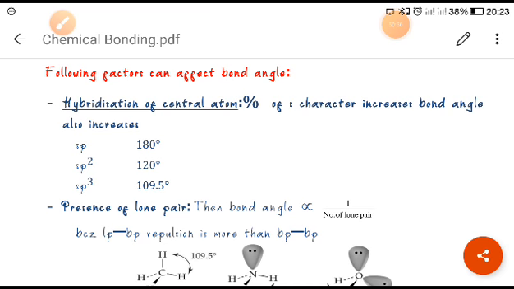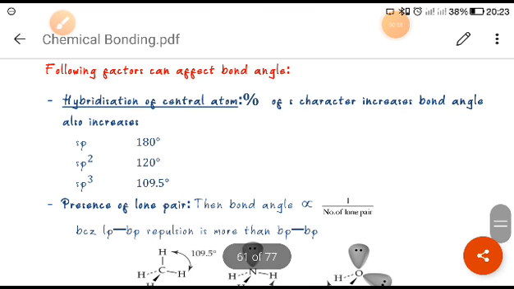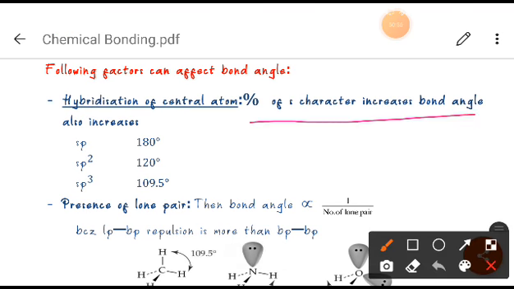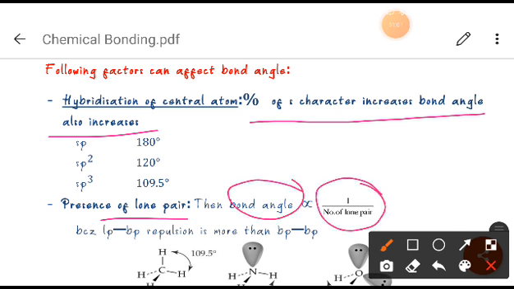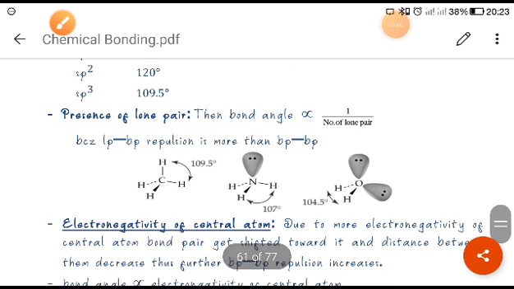As you can see, for hybridization of the central atom, if the percentage of s character increases, the bond angle also increases. Now if we are talking about lone pairs, the bond angle is inversely proportional to the number of lone pairs. It means if lone pairs increase, the bond angle will decrease.